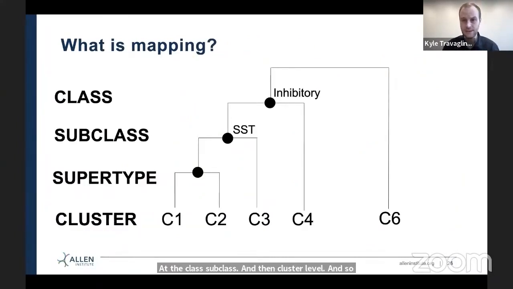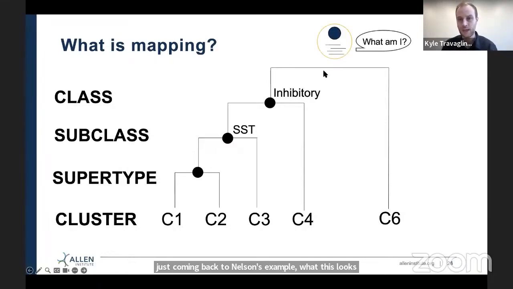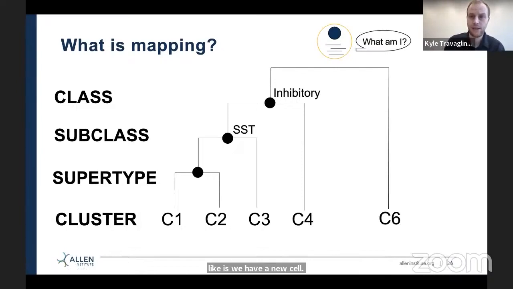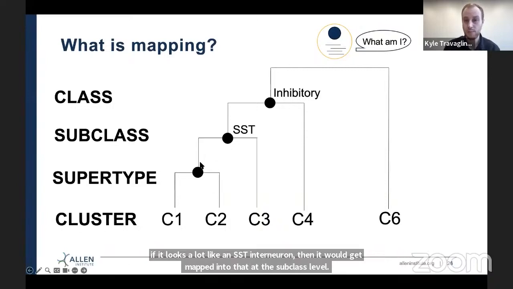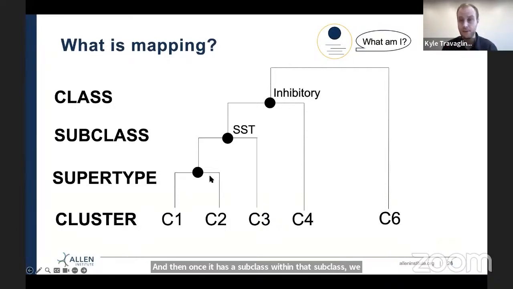And so just coming back to Nelson's example, what this looks like is we have a new cell, and it's asking a question, which is, what am I? What kind of cell is it? And in order to do that, you look at the genes that it has expressed and how similar they are to, first at the class level, inhibitory neurons, excitatory neurons, or some of the non-neuronal populations. And let's say it looks a lot like an inhibitory interneuron based off its expression pattern. It would then move down into the hierarchy, and then you would ask, okay, what kind of inhibitory interneuron am I? Am I a somatostatin positive, a parvalbumin positive, or maybe an other VIP, SNCG, LAMP5 positive population? And if it looks a lot like an SST interneuron, then it would get mapped into that at the subclass level. And then once it has a subclass, within that subclass, we then ask the question, what supertype or mappable cell type does it resemble and does it look like?